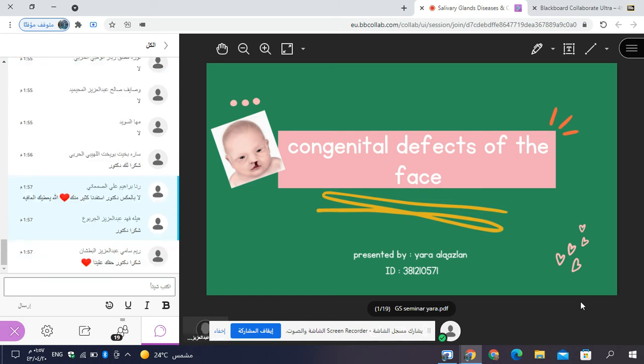تمام، واضح. العفو يا بناتي الغاليين، اتفضلي يا يارا باشا. شكرا دكتور، الله يخليك لنا.